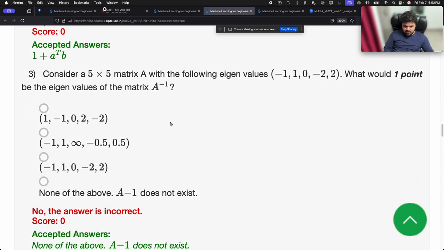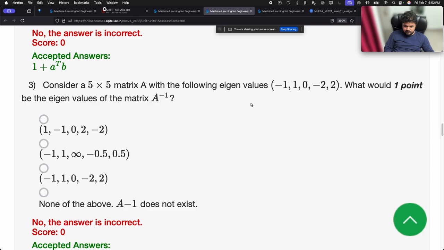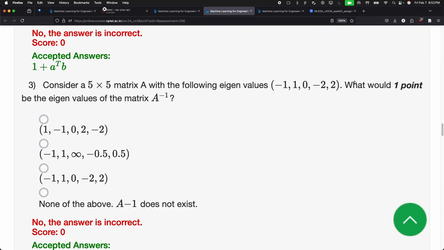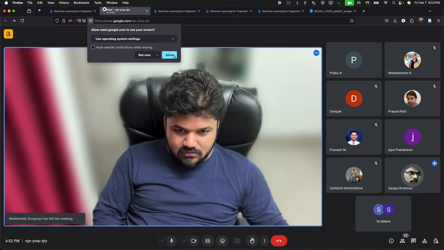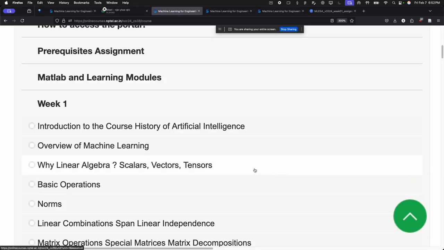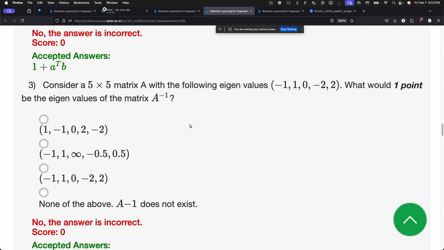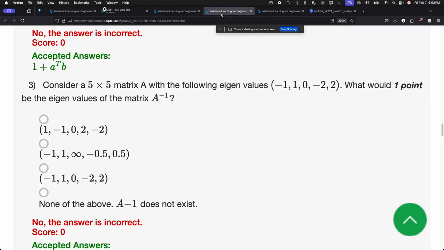Now this one, this is a very nice question. The eigenvalues of this thing. My screen stopped sharing. Now is it visible? This one. What will be the answer?